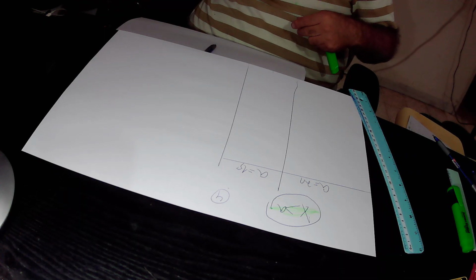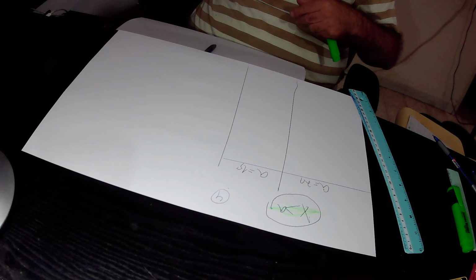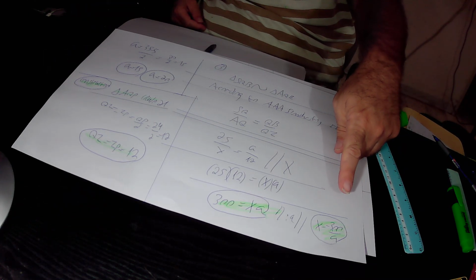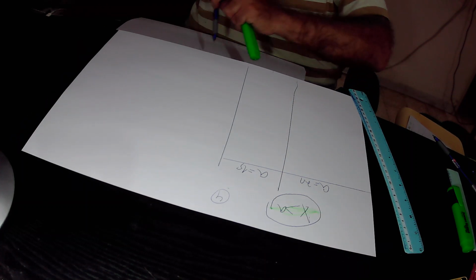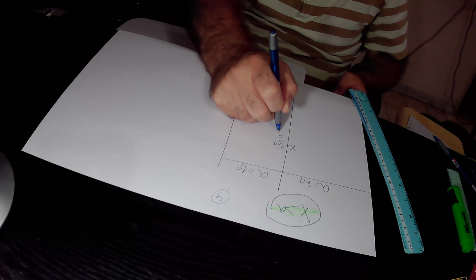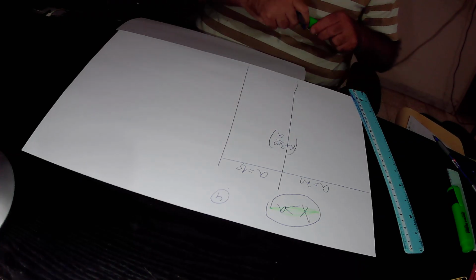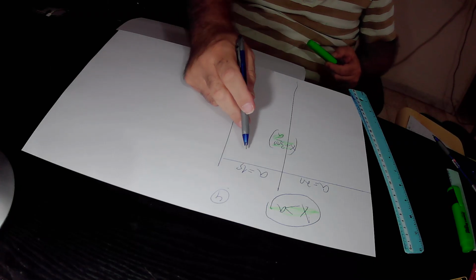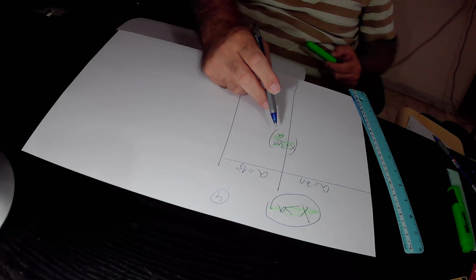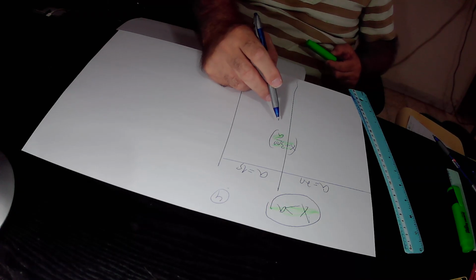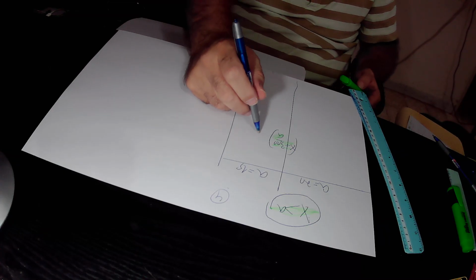We already found out that x equals 300 over a. So I can write there that x equals 300 over a. If a equals 15, it means that x equals 300 over 15, that is 20.